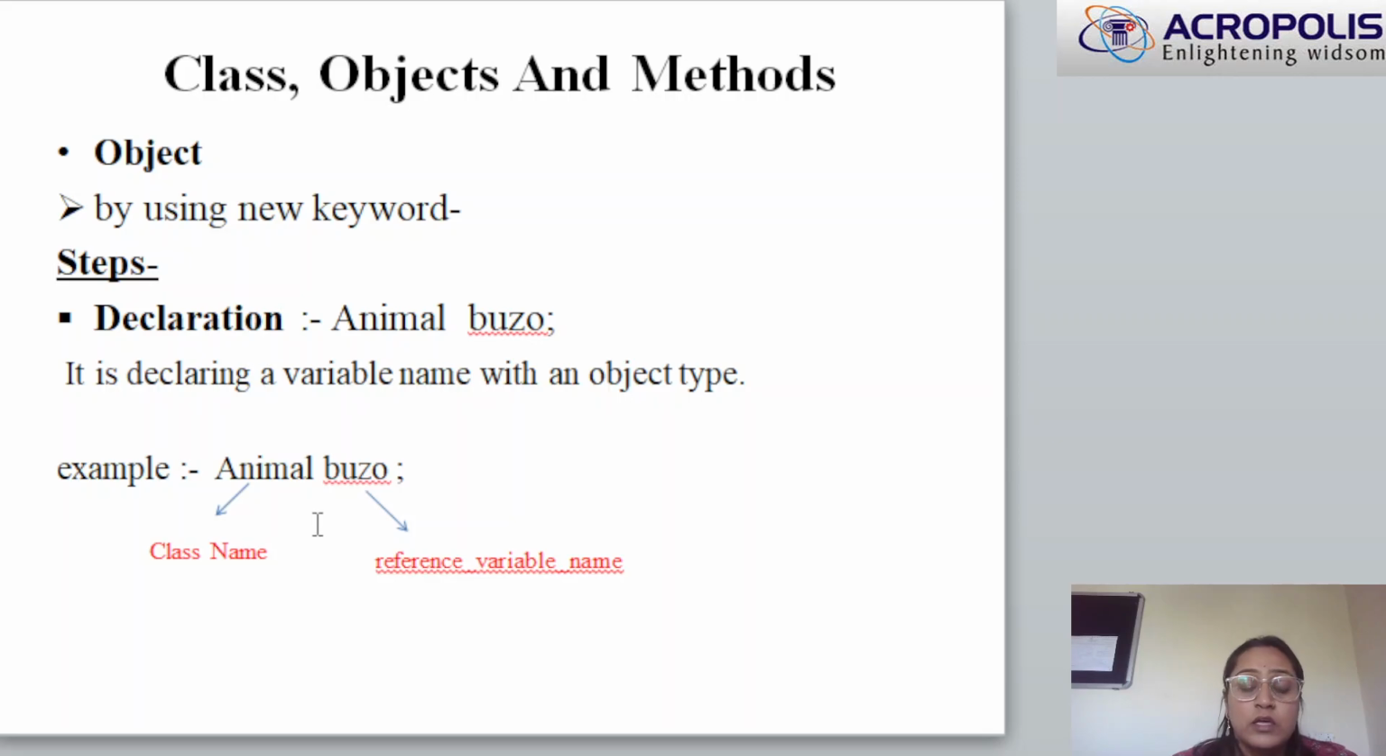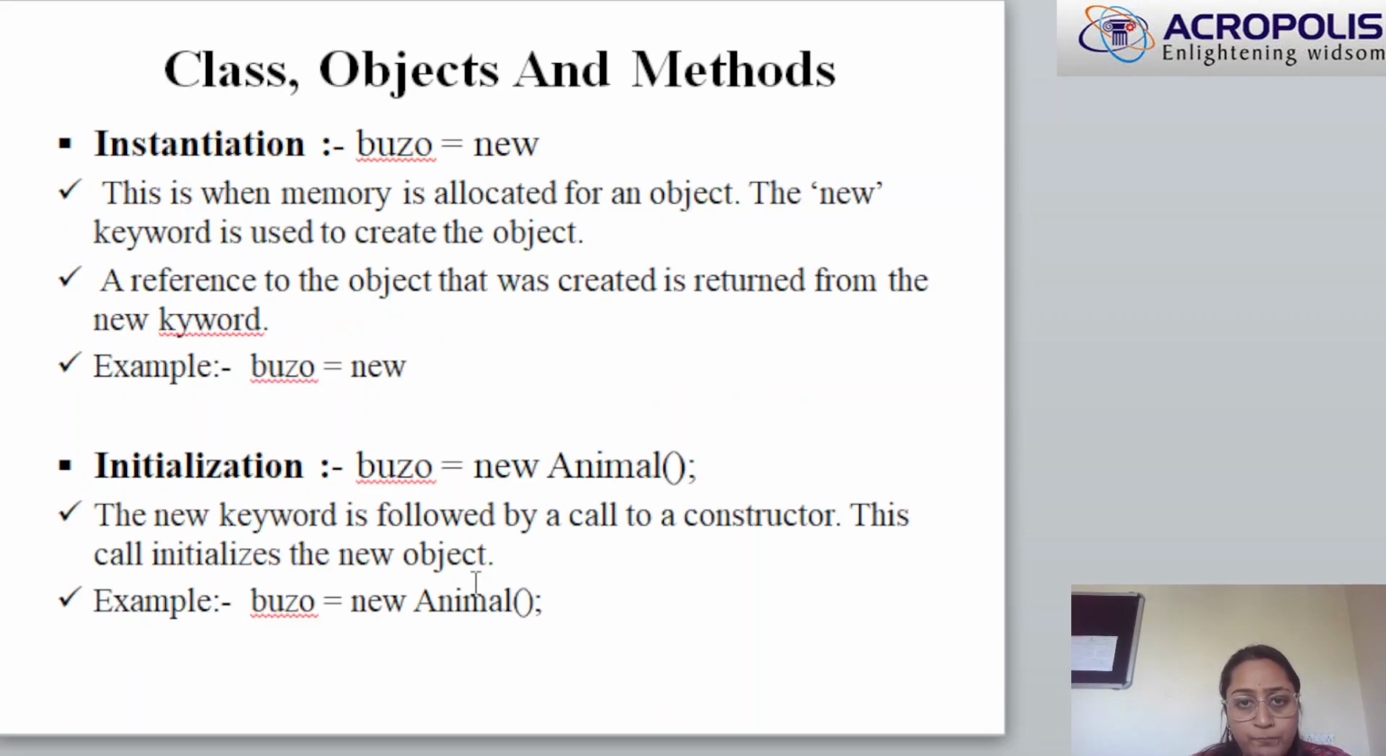There are steps involved in initializing or creating an object by using the new keyword. The first step is declaration. First of all, we declare a variable name with the object type. Here Animal is a class and the reference variable name is Buzo. Let's take an example: Animal Buzo. Here Animal is the class name and Buzo is the reference variable name. We can write any name instead of Buzo.